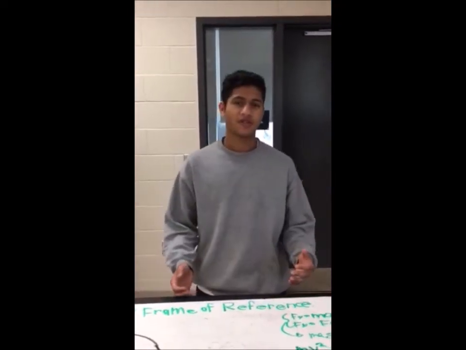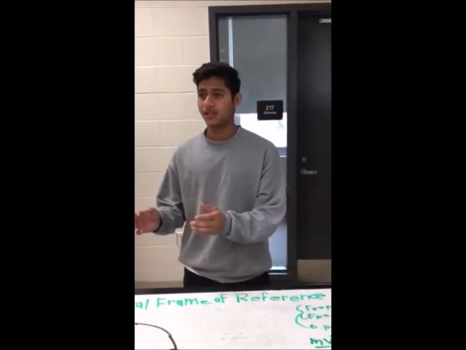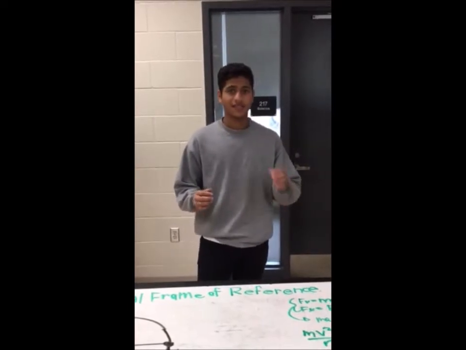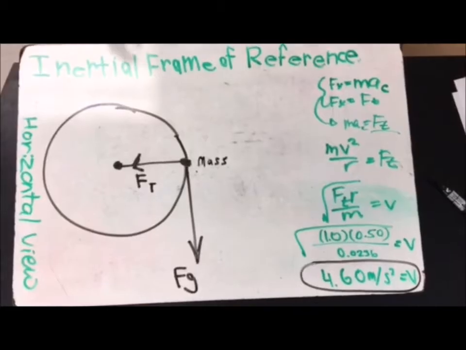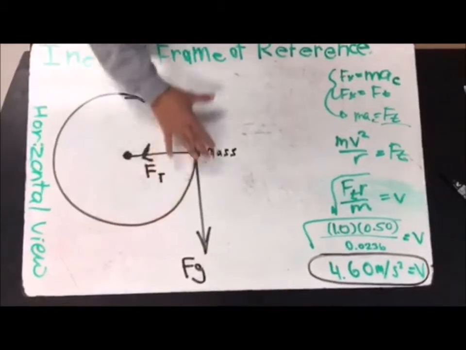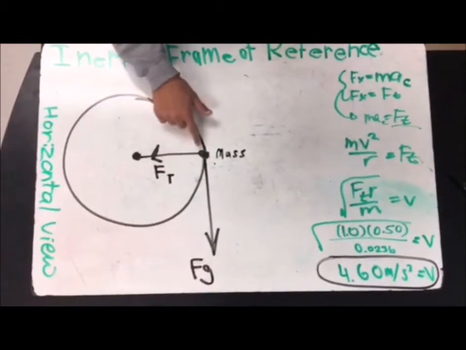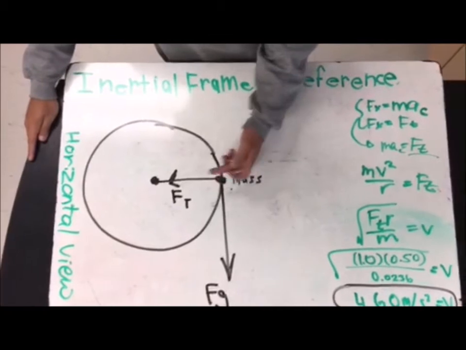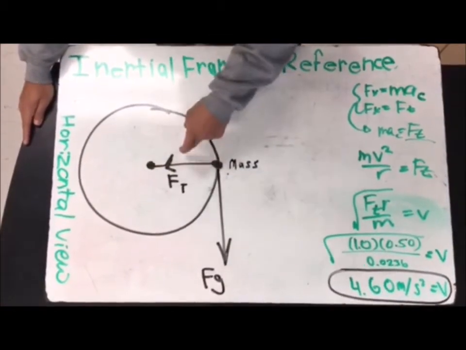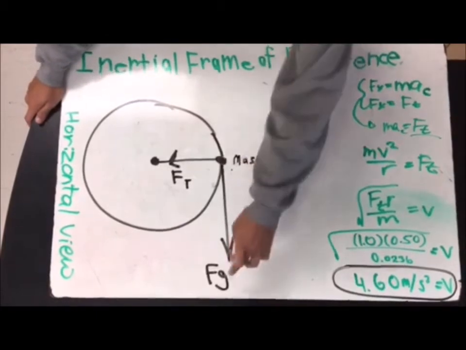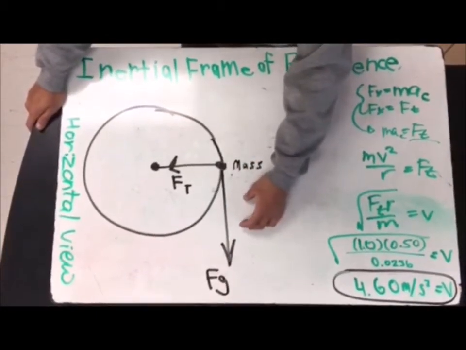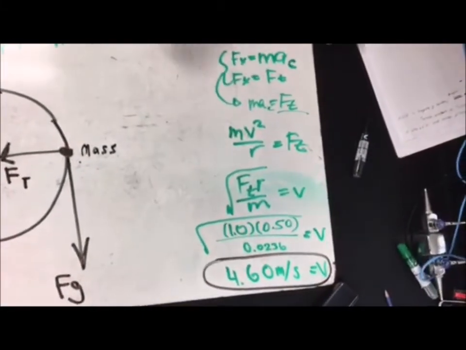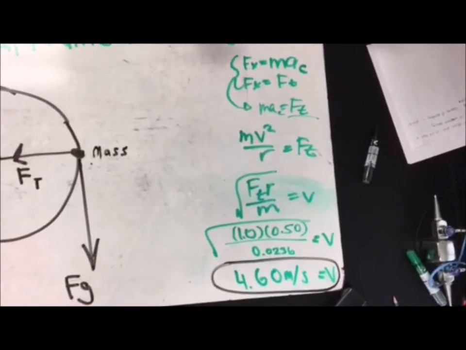So what is the inertial frame of reference? Inertial frame of reference is what the observer sees when something is in circular motion. So it means that the frame of reference is at rest or at constant velocity. This is the path of the mass that was in circular motion. This is the string attached to the mass, and the forces acting on the mass are Ft acting towards the center of the circle, providing the centripetal force, and Fg acting down towards the center of the earth. Using this diagram, we have determined that the mass was spinning at 4.6 meters per second.